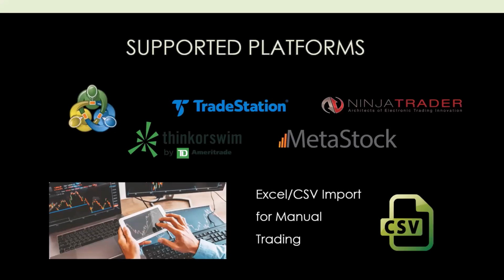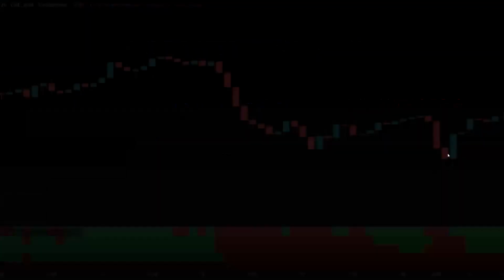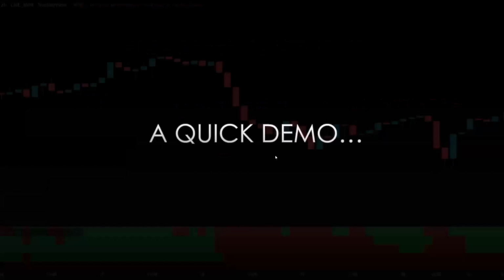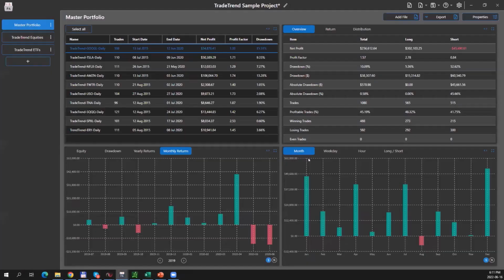Now, enough talking and enough theory. Let's have a look at the tool itself. So when you first open Portfolio Architect, it may look like this. It comes with a sample project, which I have loaded here too, just to demo you the main areas of the tool. On the left-hand side, you have a list of your trading portfolios, starting with your master portfolio, which will contain all your trading strategies.